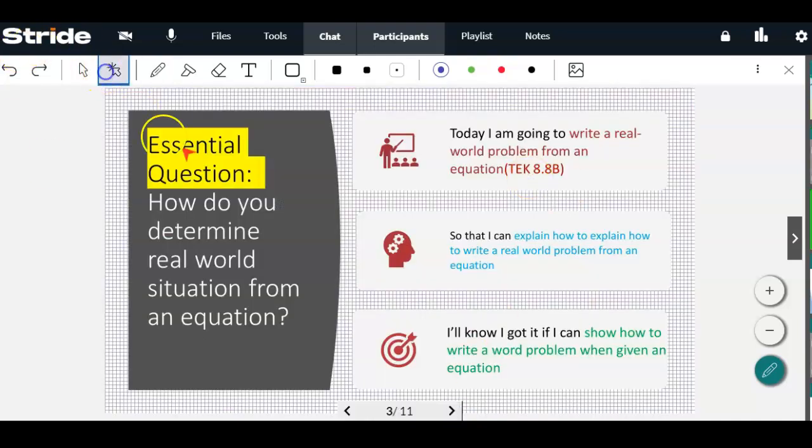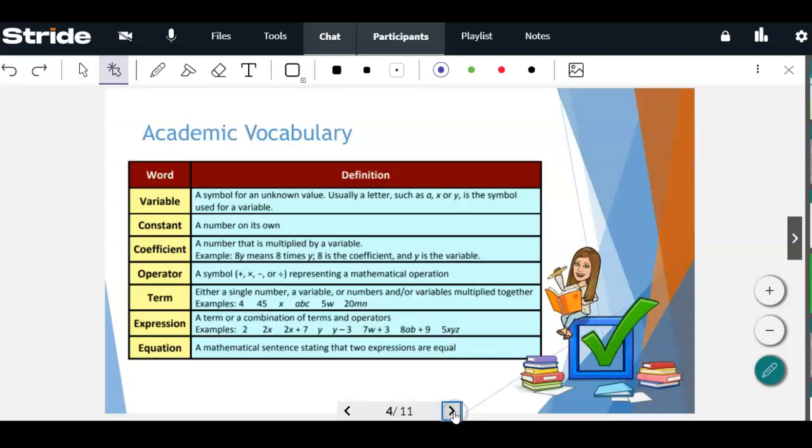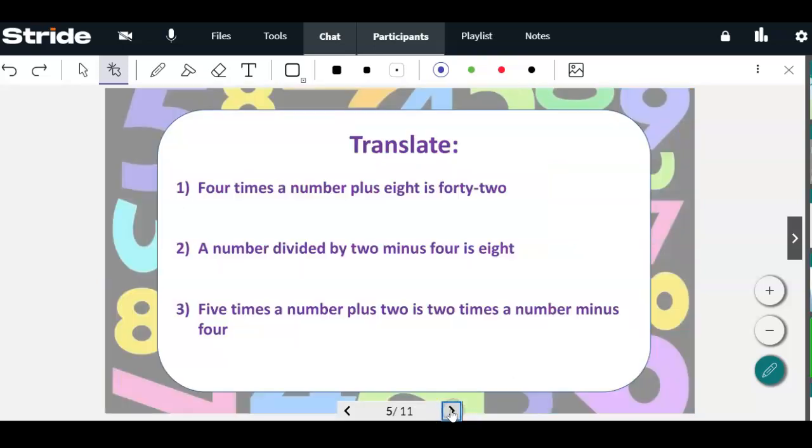So here's what the essential question is. How do you determine a real-world situation from an equation? Today, I'm going to write a real-world problem from an equation so that I can explain how to write a real world problem from an equation. I'll know I got it if I can show how to write a real world problem when given an equation. All right, so this academic vocabulary you should already have. You can pause this and screenshot it, but it is also in Class Kick under the Unit 2 notes.